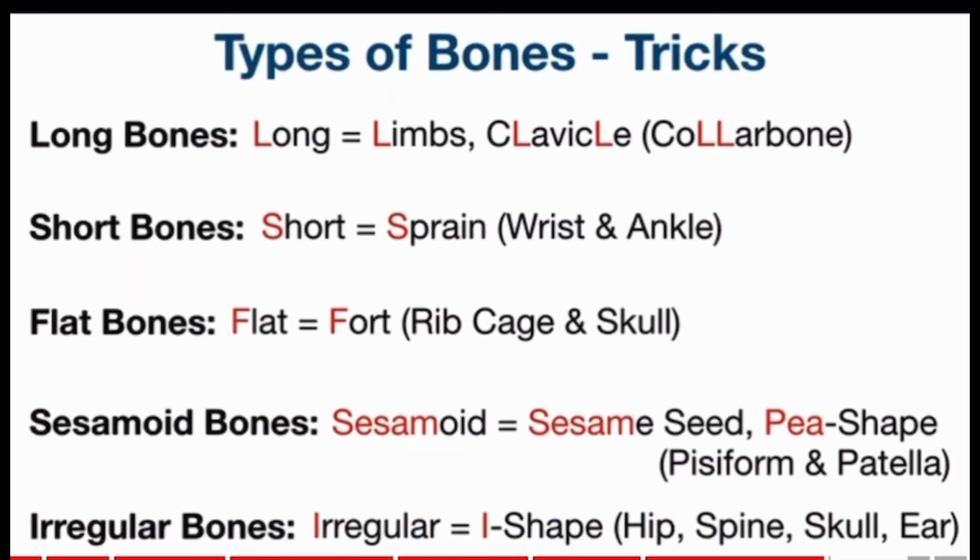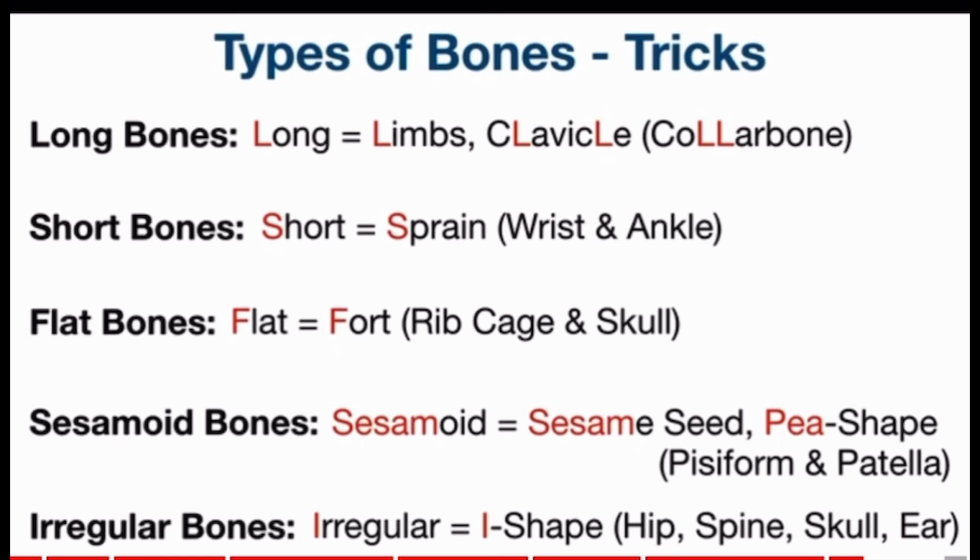We now know the major types of bones along with examples. Let's recap the tricks we use to help us remember them. For long bones, remember limbs and clavicle or collarbone, and this will help you remember the long bones include most of the bones of the arms and legs, as well as the clavicle. For short bones, remember sprain.